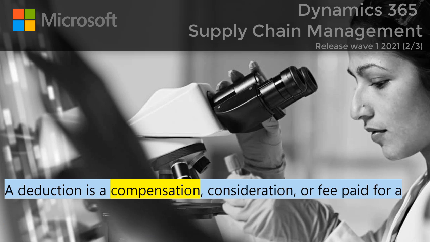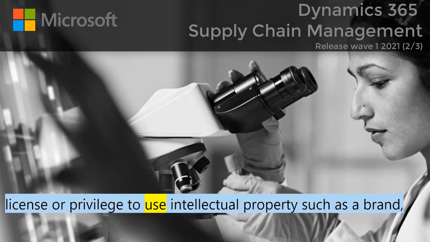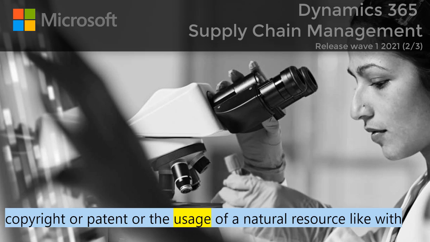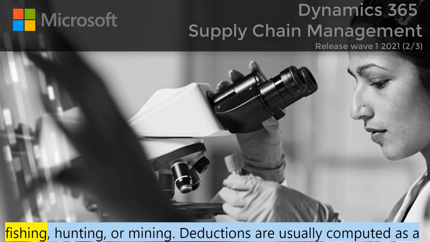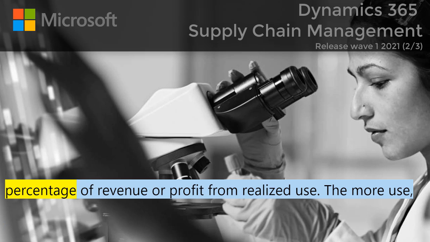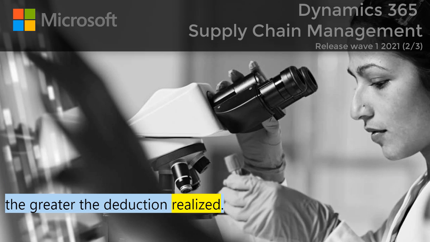A deduction is a compensation, consideration, or fee paid for a license or privilege to use intellectual property such as a brand, copyright, or patent, or the usage of a natural resource like with fishing, hunting, or mining. Deductions are usually computed as a percentage of revenue or profit from realized use. The more use, the greater the deduction realized.